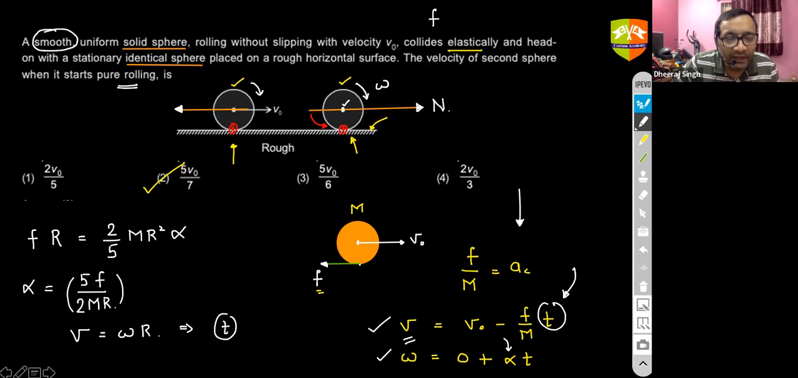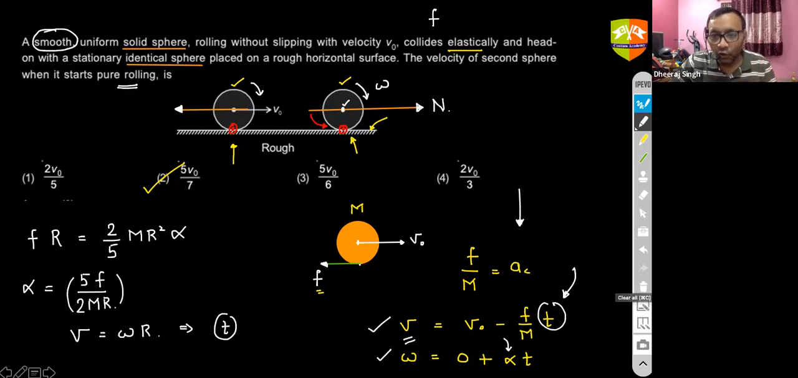Okay, someone is asking, what happens to the first sphere? Who cares about the first sphere? First sphere stops. Good. Aryan is saying the first sphere's linear velocity becomes zero. What about its angular velocity? Angular velocity remains unchanged, non-zero. It will remain that only, whatever it was earlier.